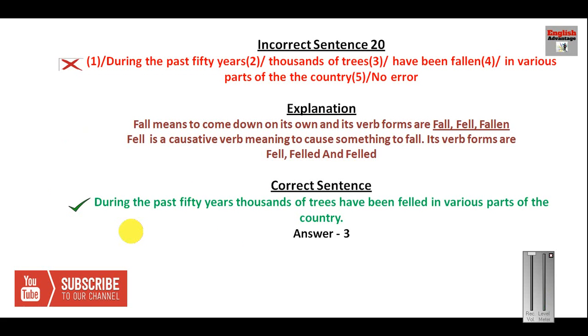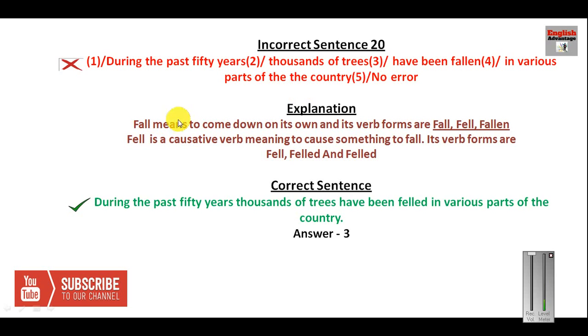Now let us look at the last sentence of this tutorial. During the past 50 years, thousands of trees have been fallen in various parts of the country. The sentence wants to imply that the people have cut the trees and they have been fallen. So the trees have been fallen by the people. So here you have to use the right word, because fall means to come down or fall on its own. But here you want to imply that somebody has fallen the tree.